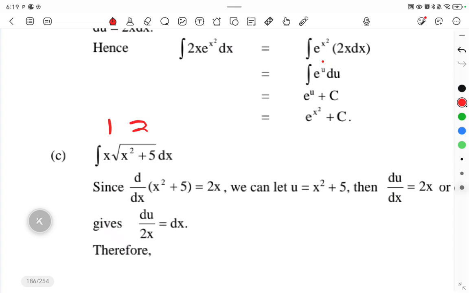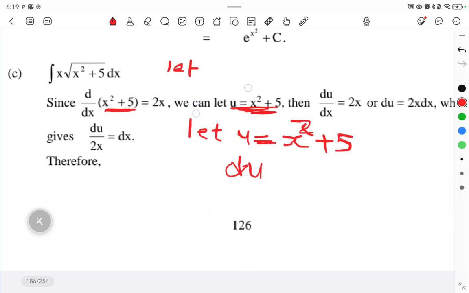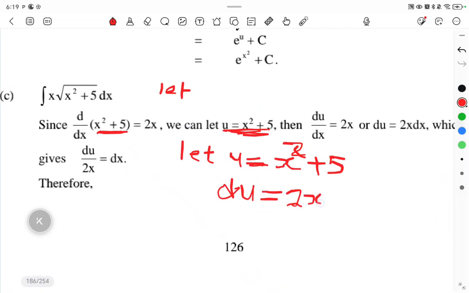So it means that now we are going to let u be equal to the inside of 2. You see, right? Then we derive. We let u be equal to x squared plus 5, right? Then when I derive this, I'm going to get 2x dx. I hope we agree on this. Then I make dx the subject of the formula.